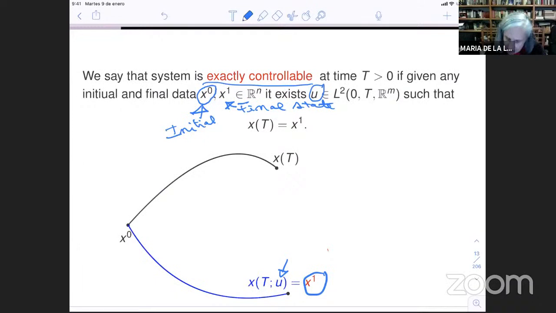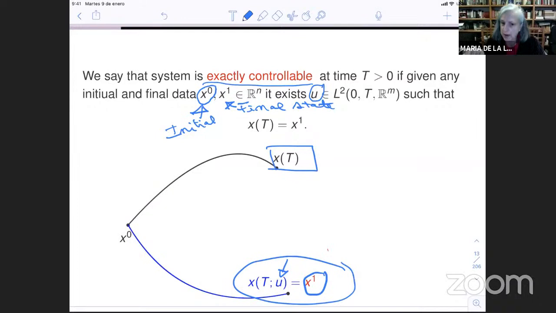Here in black is the solution without control. So the system evolves naturally to some state. And here is the solution when I put this stimuli on the equation. So I want to reach X1. So X1 is a target, is a finite state I want to reach starting from X dot.